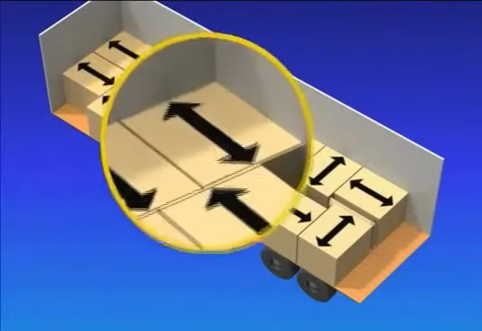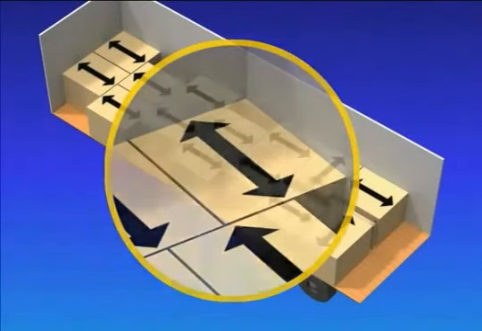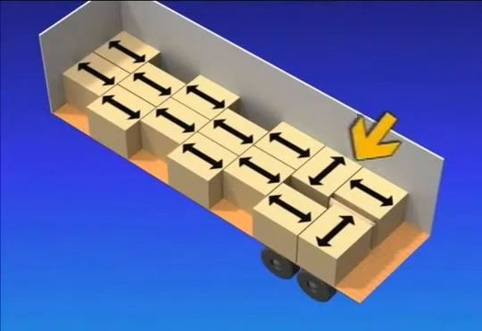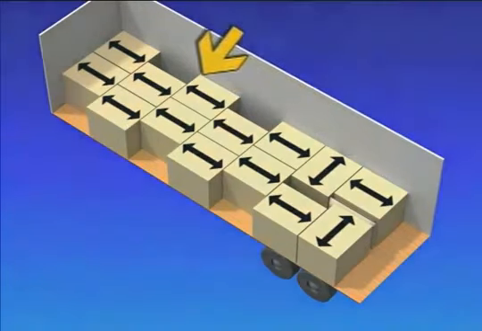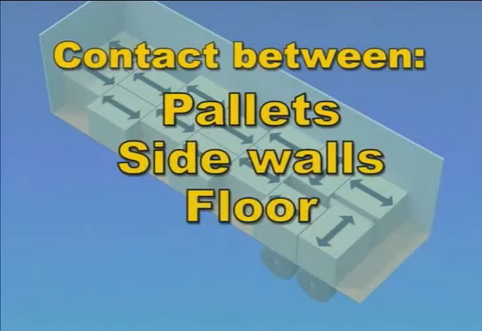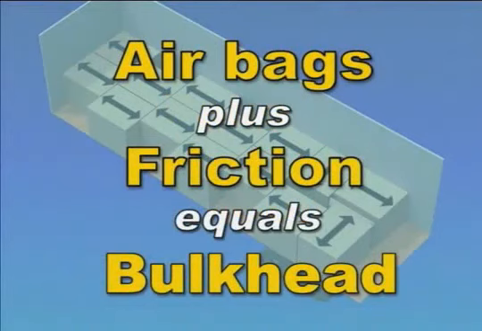Begin by loading pallets tightly against the nose and the side walls of the trailer. Each successive pallet should be pushed securely against the previous pallet and the side walls. Contact between the pallets and the side walls and the floor produce friction. Airbags, along with friction, create a bulkhead that provides optimum load security.